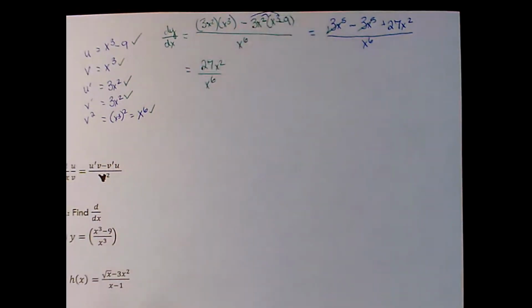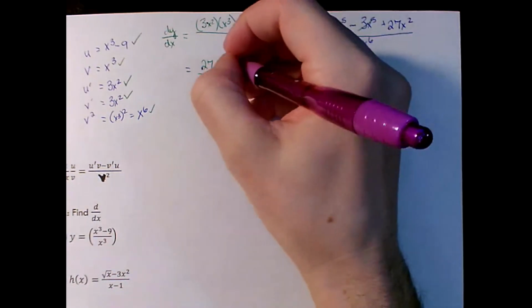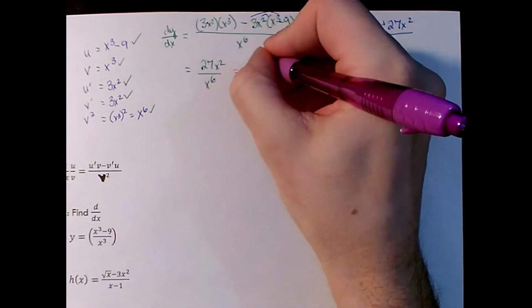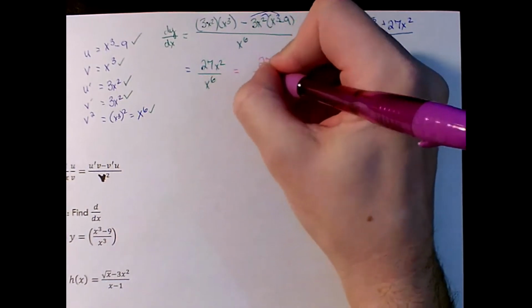I have a bunch of x's upstairs. I have a bunch of x's downstairs. The downstairs is more powerful. So you subtract exponents. Lots of algebra 1 coming back to haunt us. You get 27 over x to the 4th.